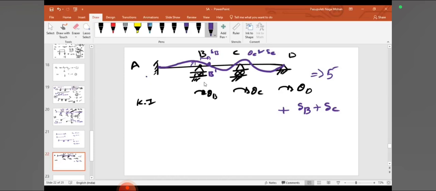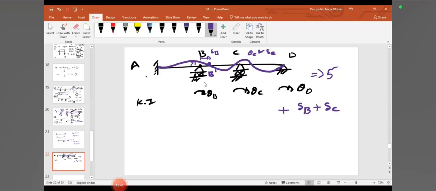Sir, I have one doubt. There are 2 roller supports on a single member, acting as a horizontal load. How is the degree of freedom one, as in the previous class? Sorry, can you please come again? Two roller supports, one member. You are talking about in between one member.